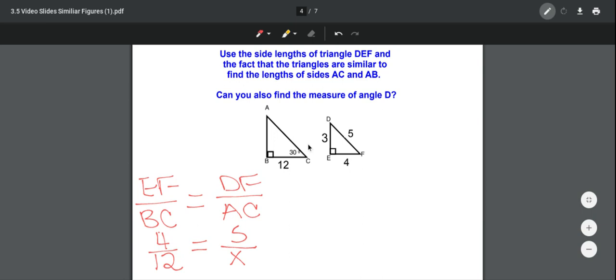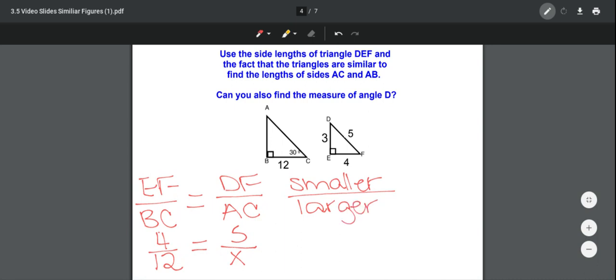Now notice, the numerators are corresponding sides that come from the same triangle. They are from the smaller triangle. So EF and DF are both from the smaller triangle. BC and AC come from the larger triangle.